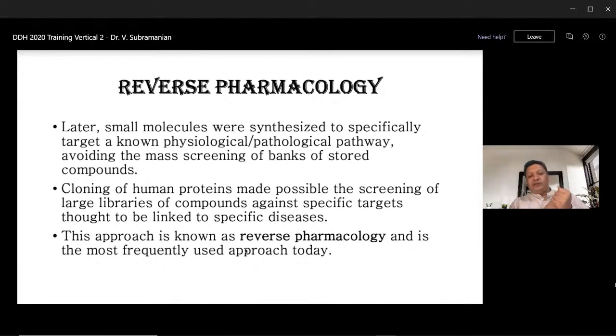By virtue of that, the screening of large libraries of compounds against specific targets thought to be linked to specific diseases was possible. For example, we determined that this is an enzyme which is a target, this is a receptor which is a target. So this macromolecule can be blocked or agonized to have the specific effect in the body to treat the symptoms of a disease. This is also called structure-based drug discovery. This approach was called reverse pharmacology and is more frequently used nowadays for rational drug discovery.